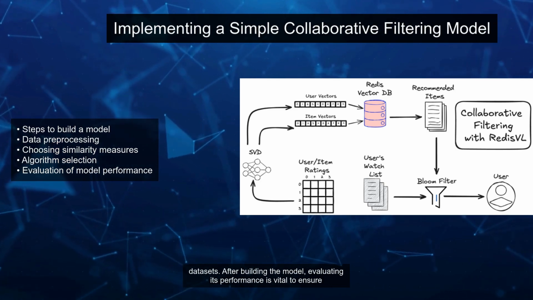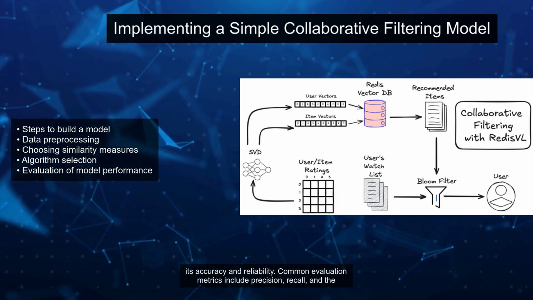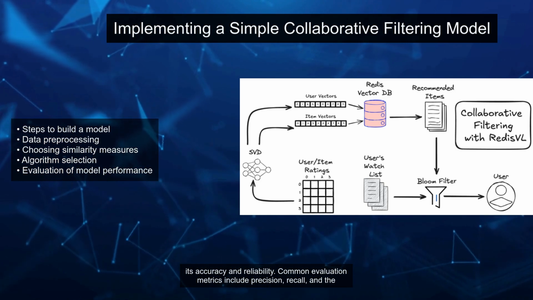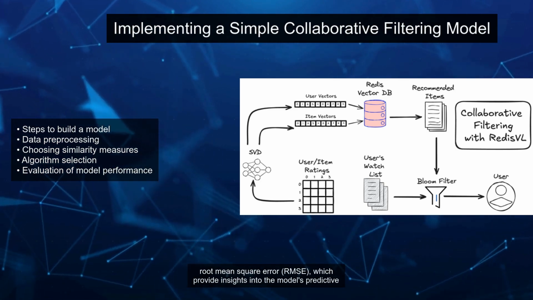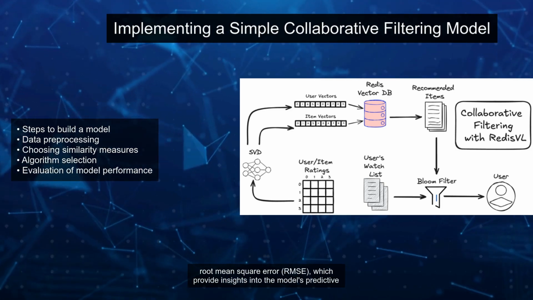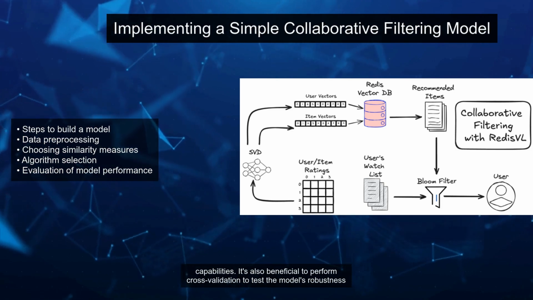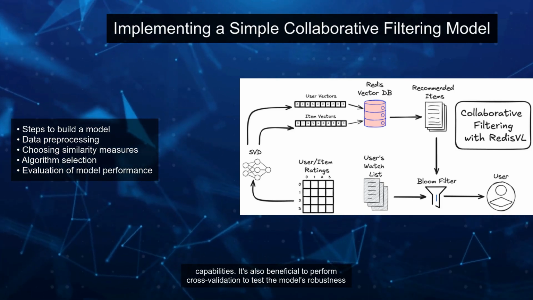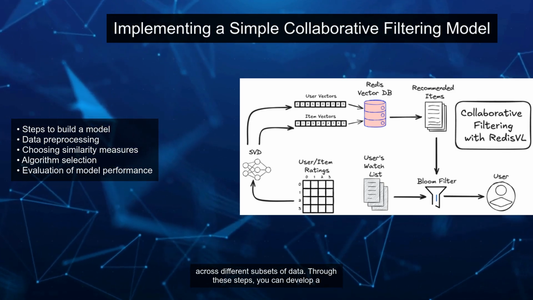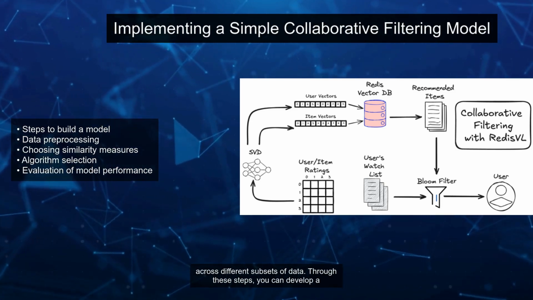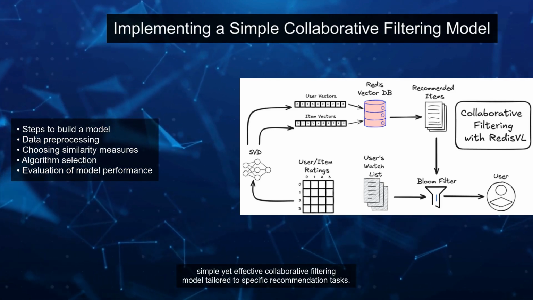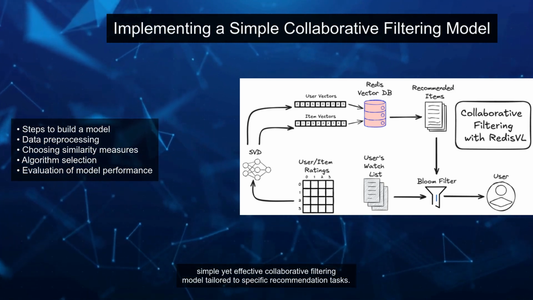After building the model, evaluating its performance is vital to ensure its accuracy and reliability. Common evaluation metrics include precision, recall, and the root mean square error (RMSE), which provide insights into the model's predictive capabilities. It's also beneficial to perform cross-validation to test the model's robustness across different subsets of data. Through these steps, you can develop a simple yet effective collaborative filtering model tailored to specific recommendation tasks.